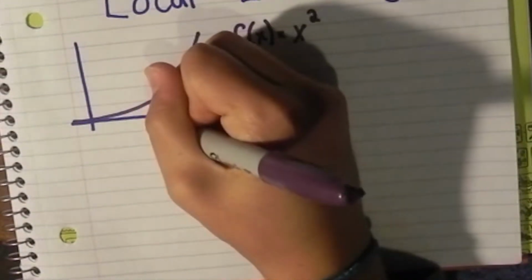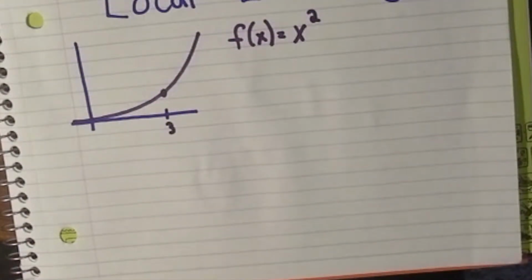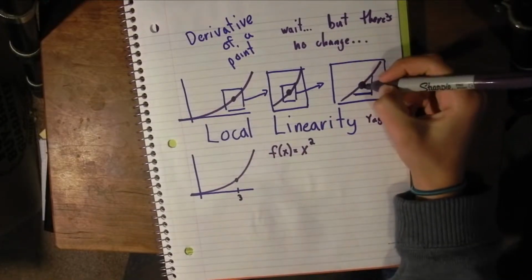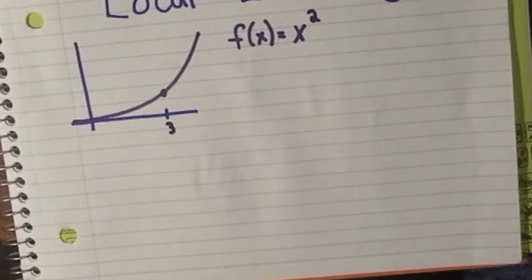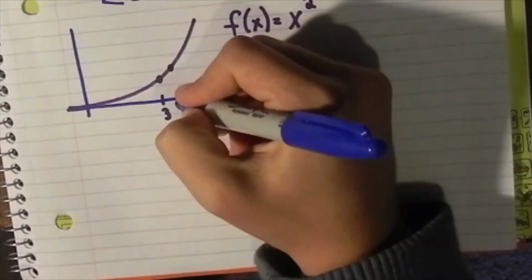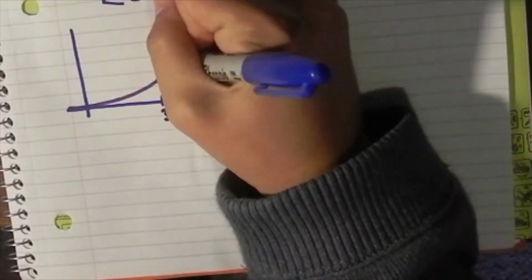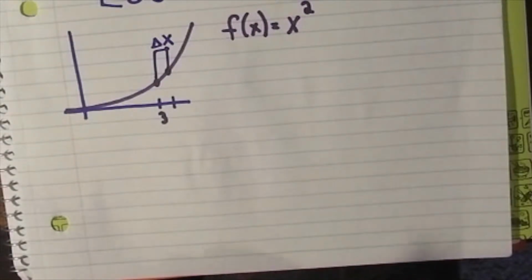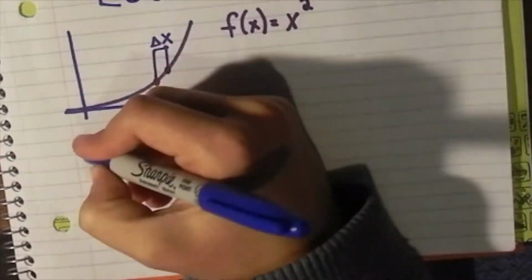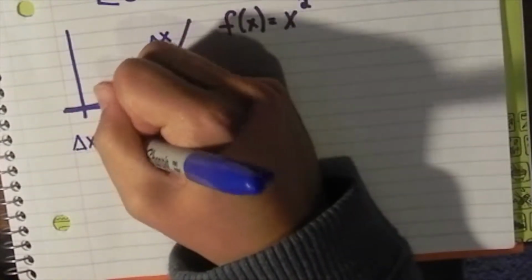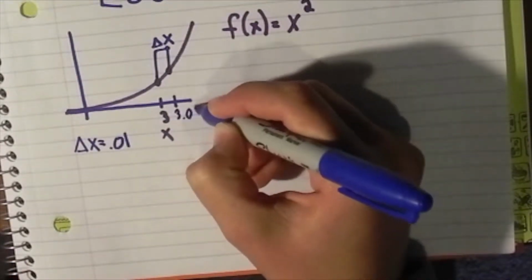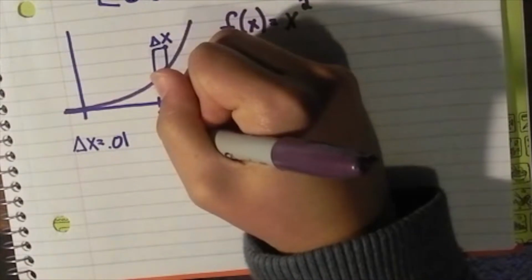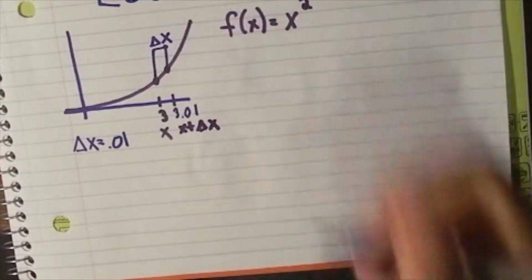So let's say we're trying to find the derivative at x equals 3. Now we're going to zoom in, like the previous function, and find another point that's very close so that we can treat this like a linear function. To keep things general, we're going to call the distance between these 2 points delta x, the change in x. So if 3 is x, and let's say delta x is 0.01, that makes the second point 3.01, or x plus delta x.